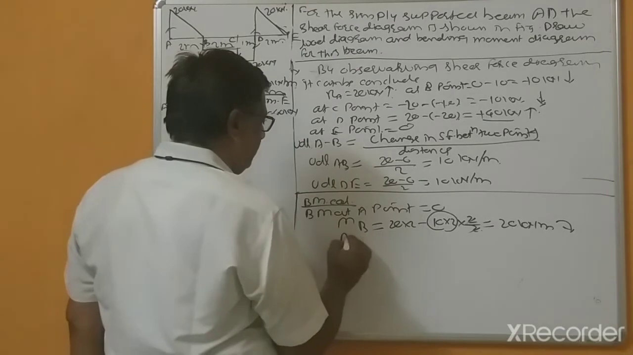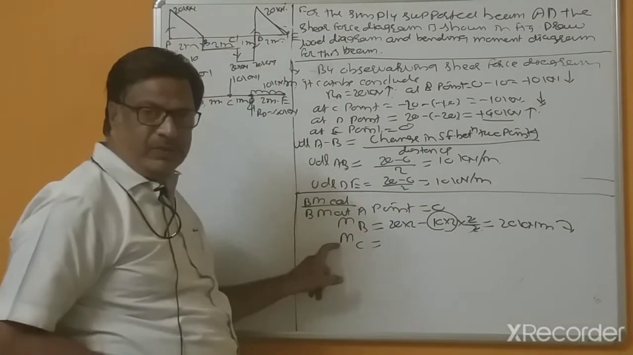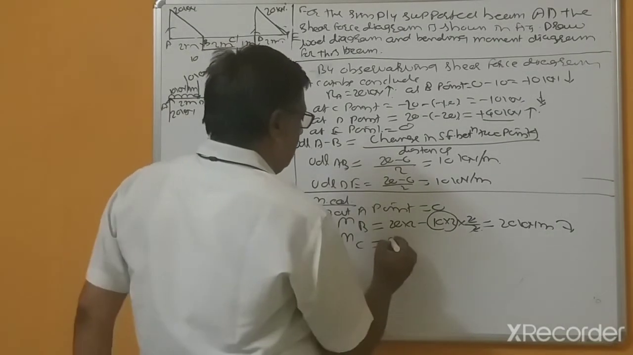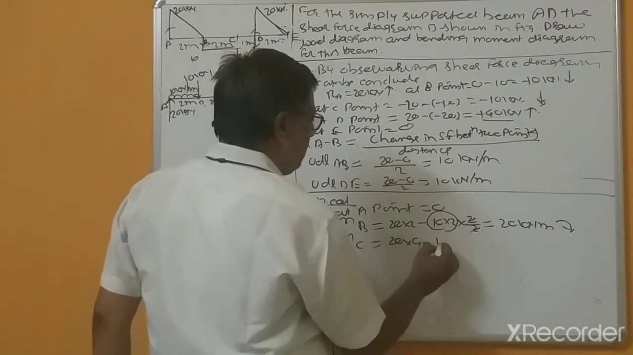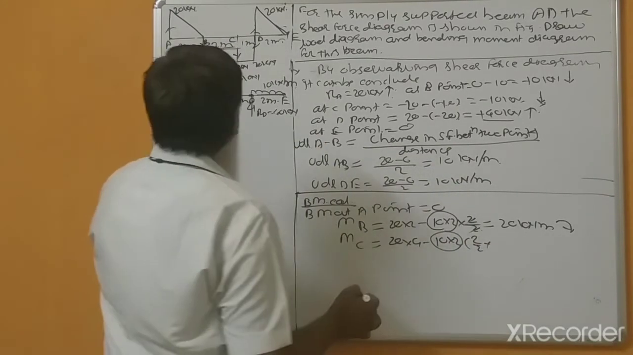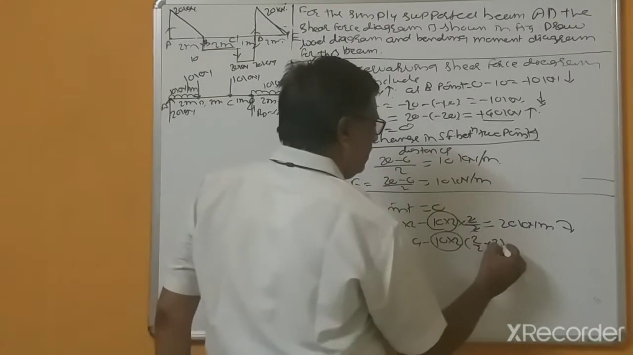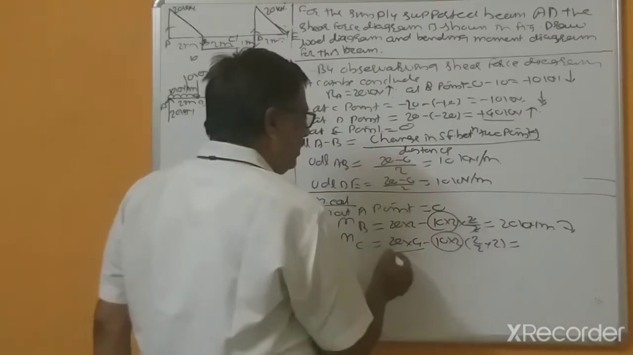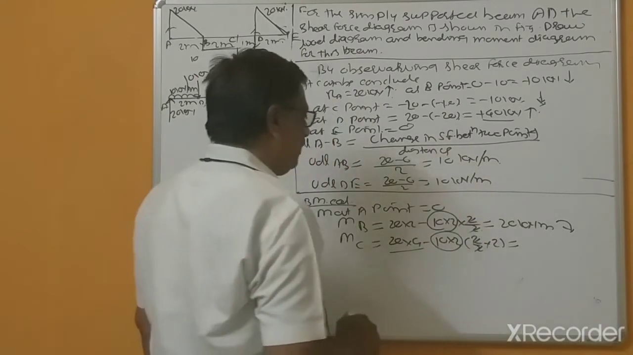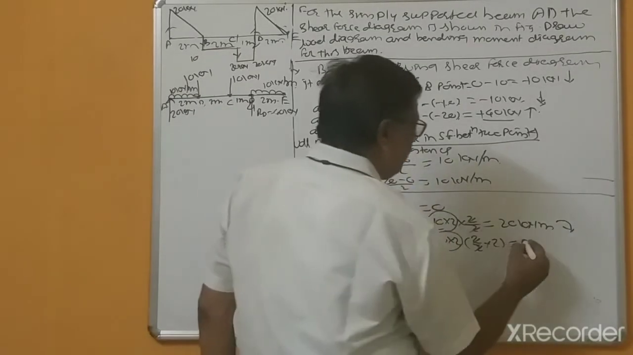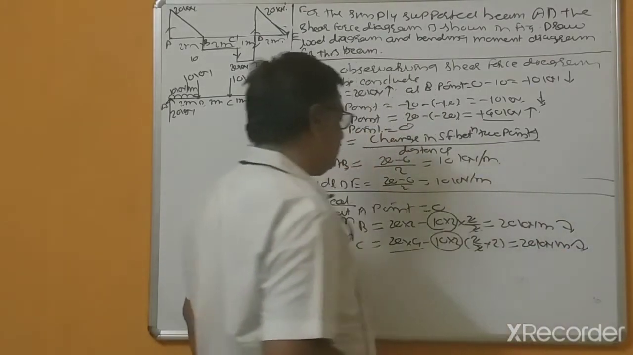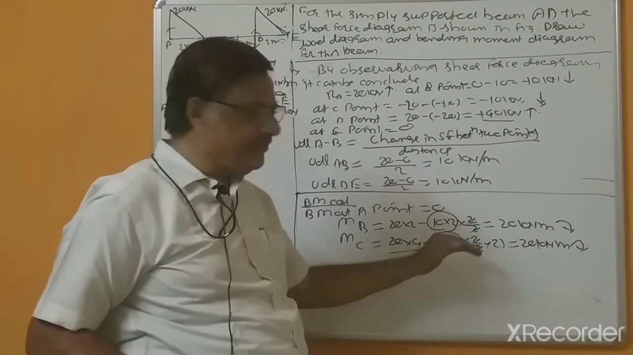Bending moment at C point. So this M stands for bending moment at C point. 20 into 4 minus 10 into 2, shear force, half of its distance plus this distance 2 meter, equal to this is 80 and this is 20 multiplied by 3. So again this is 20 kilonewton meter clockwise, because this is 80 minus 60.